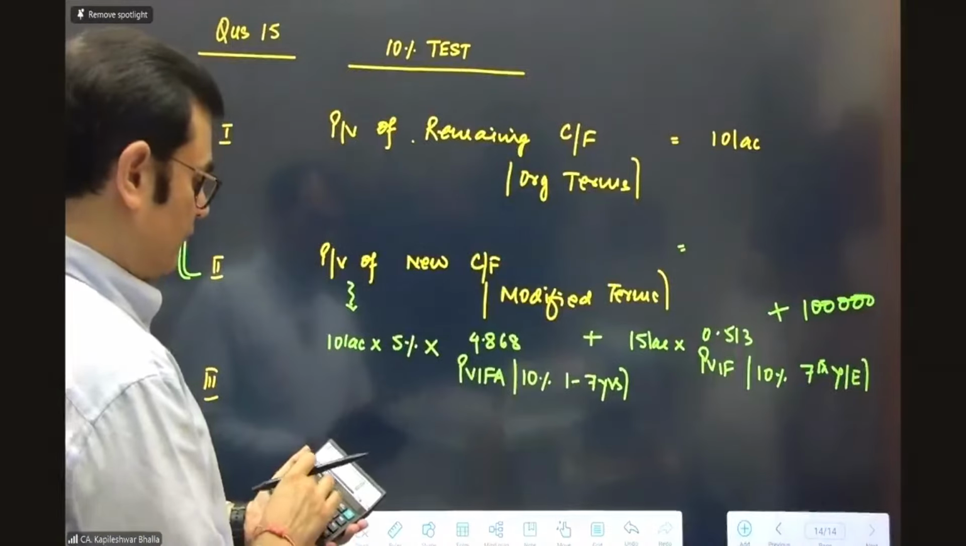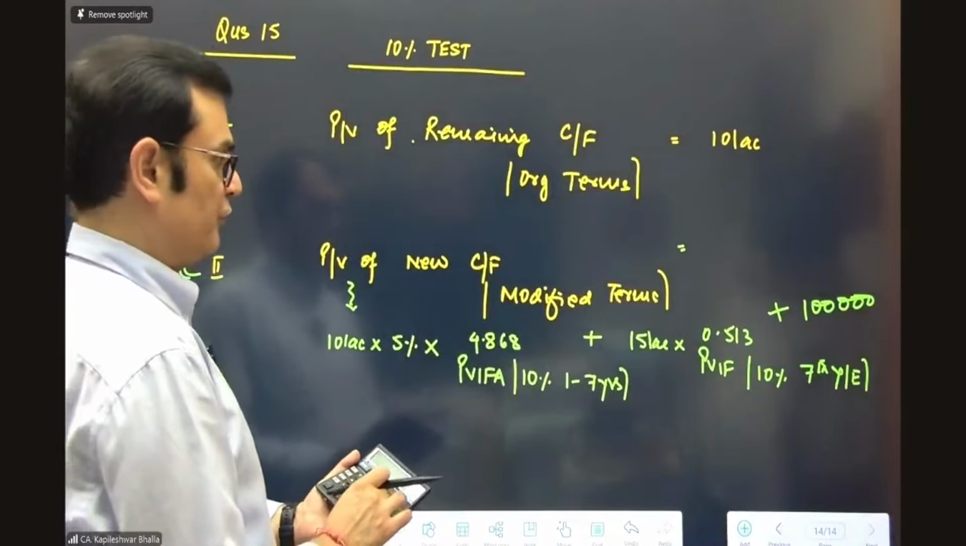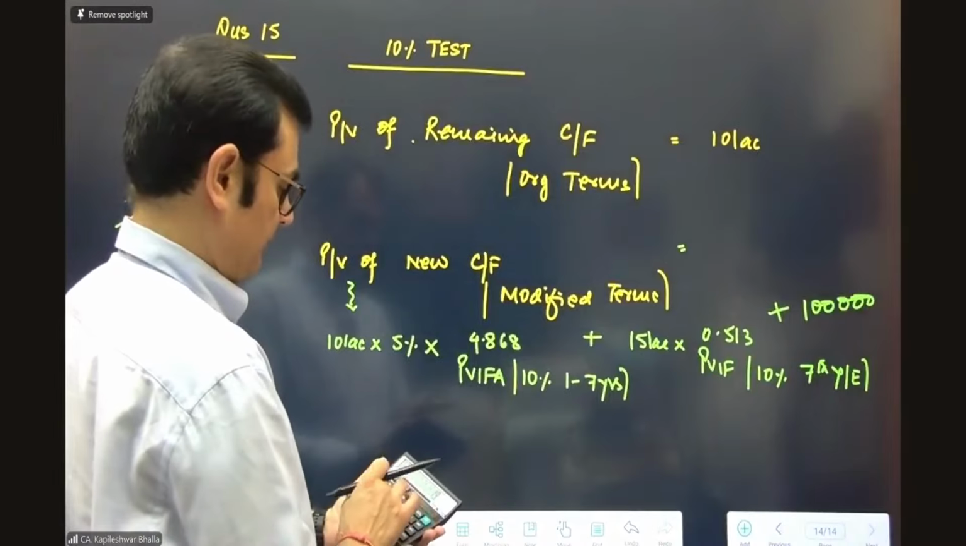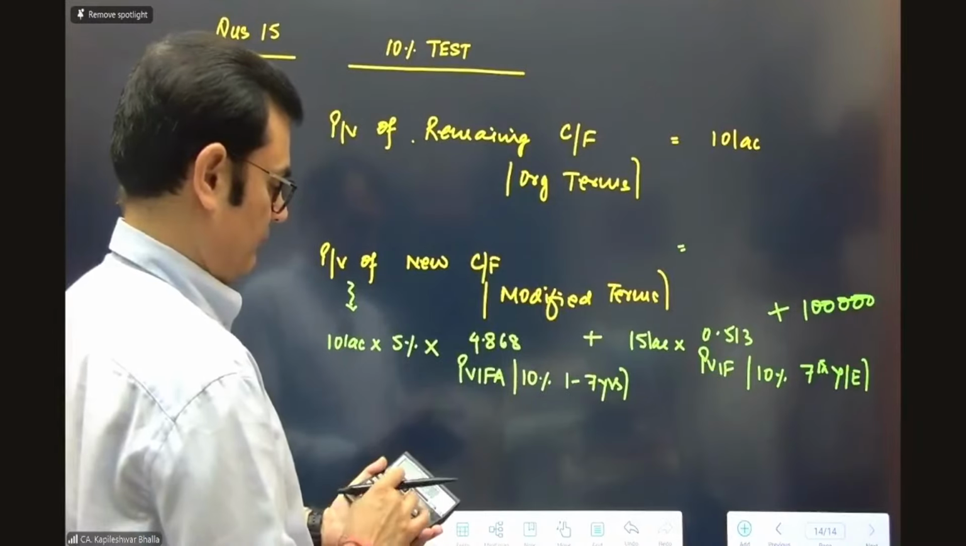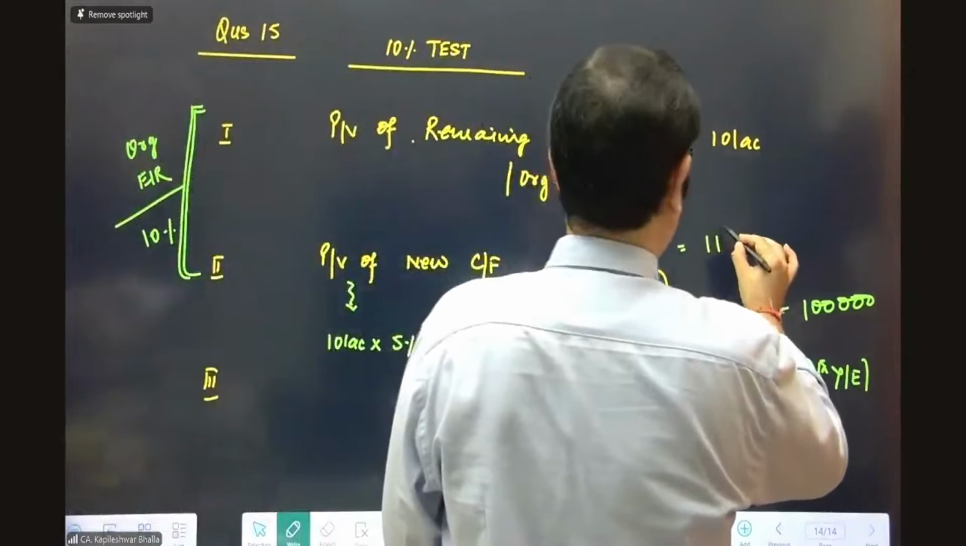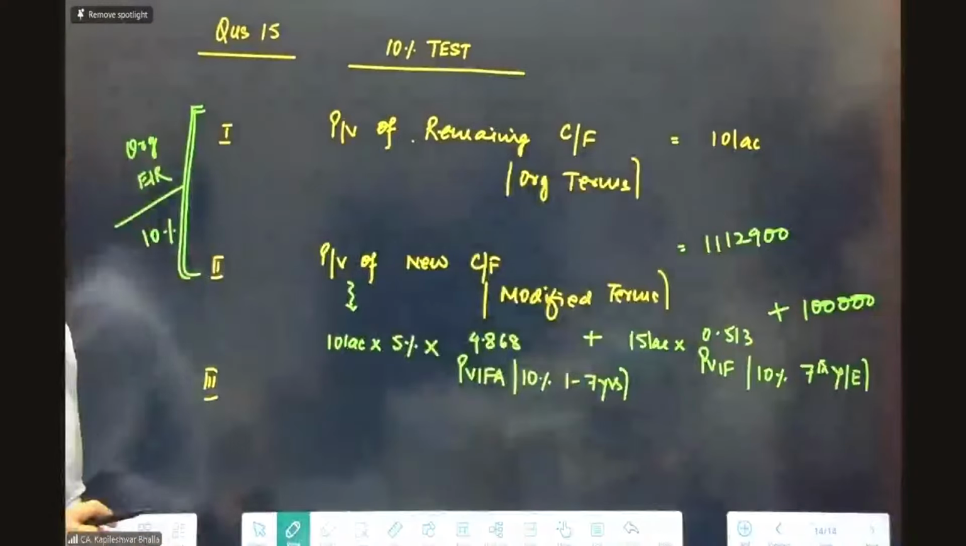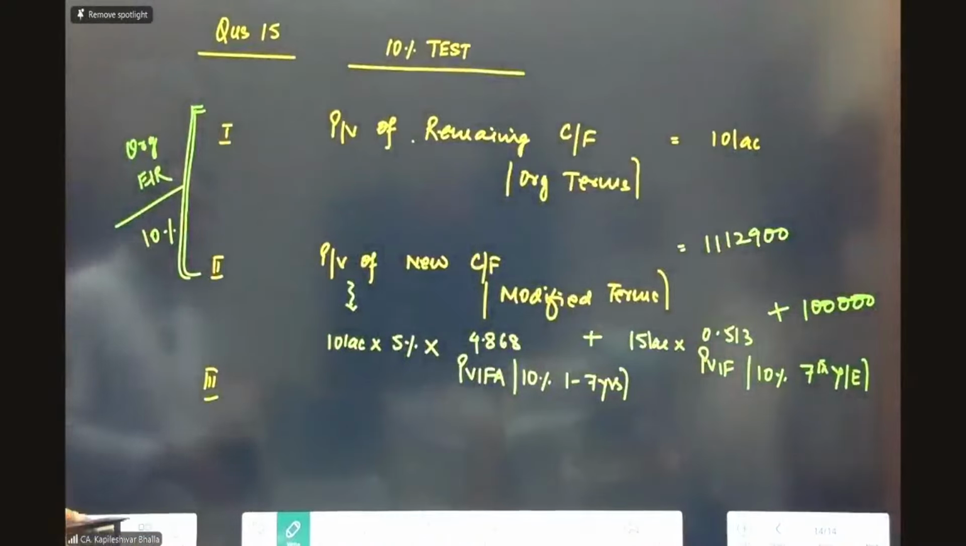So this is 50,000 into 4.868, 243,400. This is coming to 11,12,900 as the result. I hope the calculations are correct. If somebody can vouch me on that.